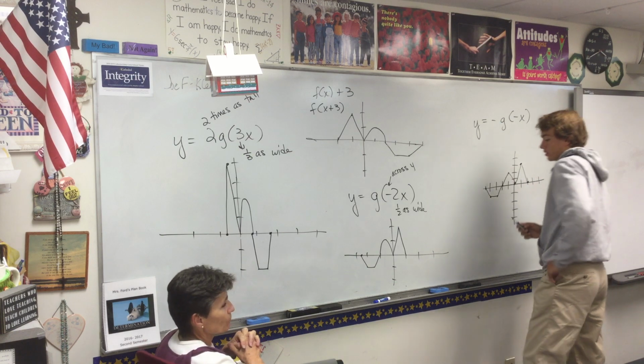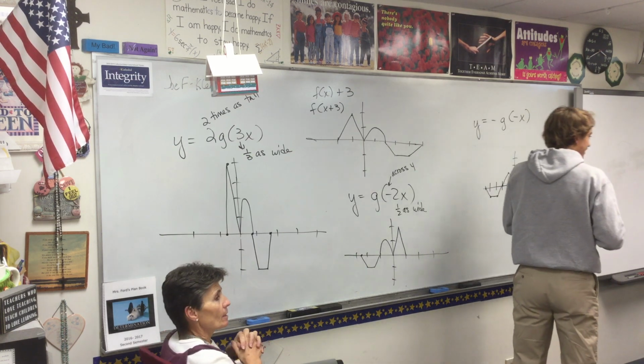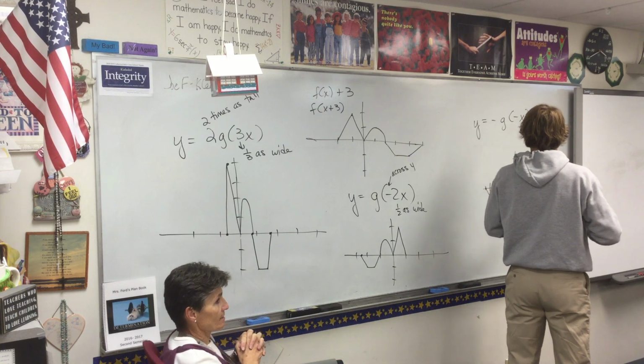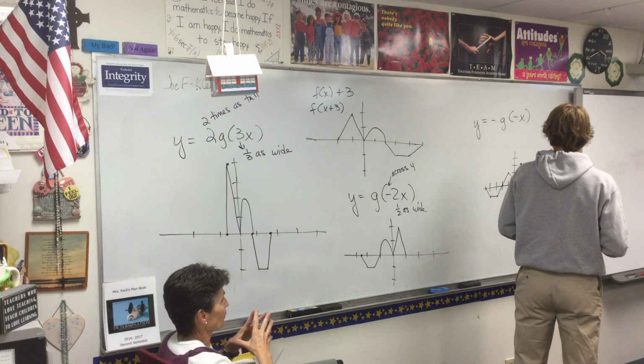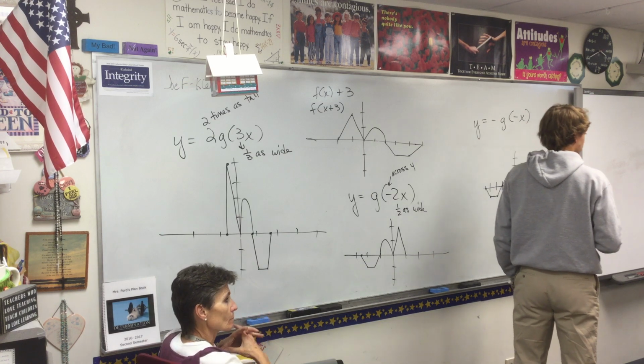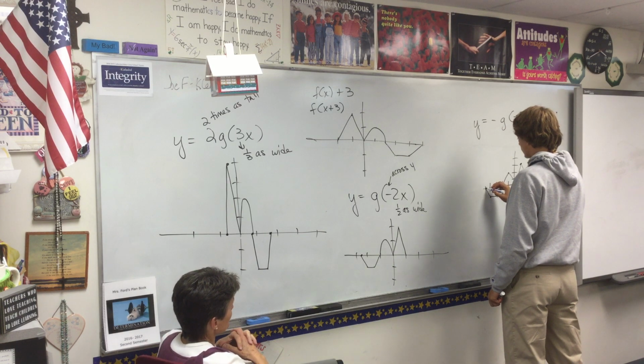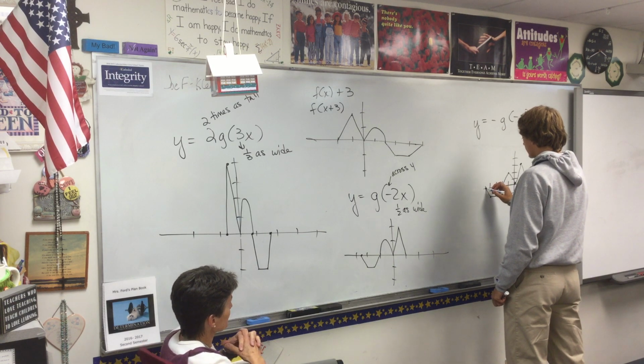So what did Bo do first? Which reflection did he do first? He did the one across the y-axis. He worked inside his parentheses first. Now what's he going to do? Yep. So here's his blue marker. He's just turning it upside down.